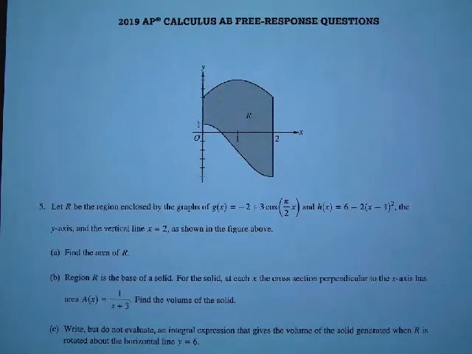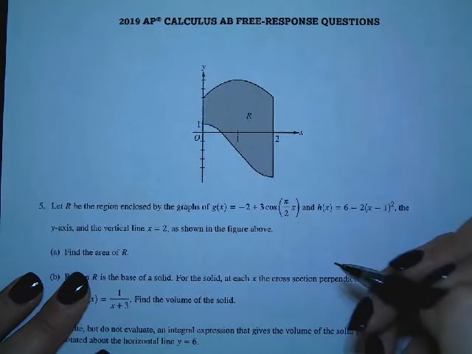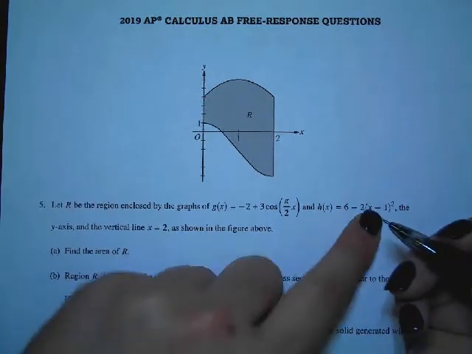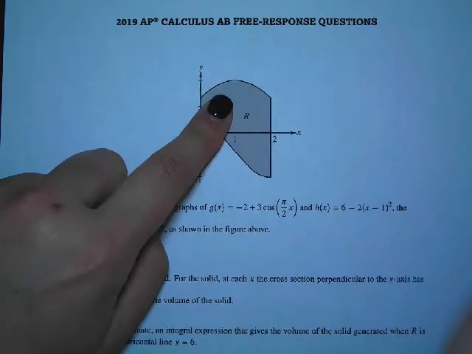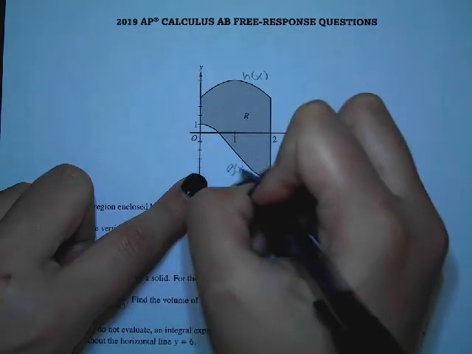All right, this is the fifth FRQ from the 2019 AB exam. So the first thing they want us to do is find the area of R. And we have two functions. We have to recognize which one's on the top, which one's on the bottom. So when I looked at this, I saw this is an upside down parabola. So that's h of x. That makes this g of x.